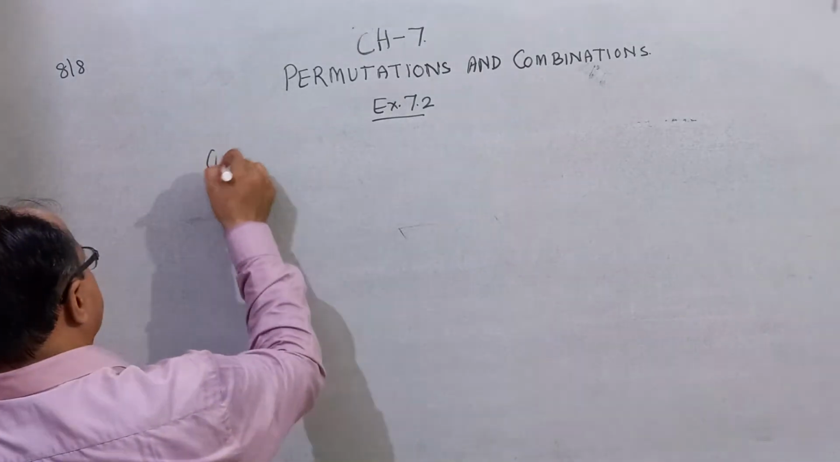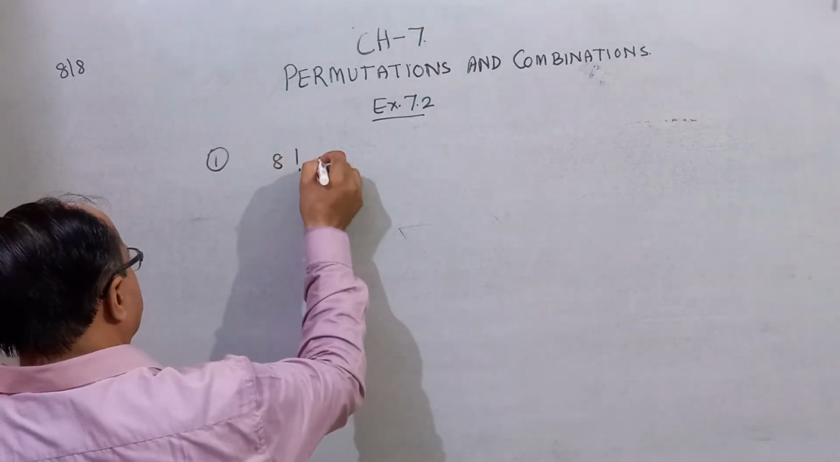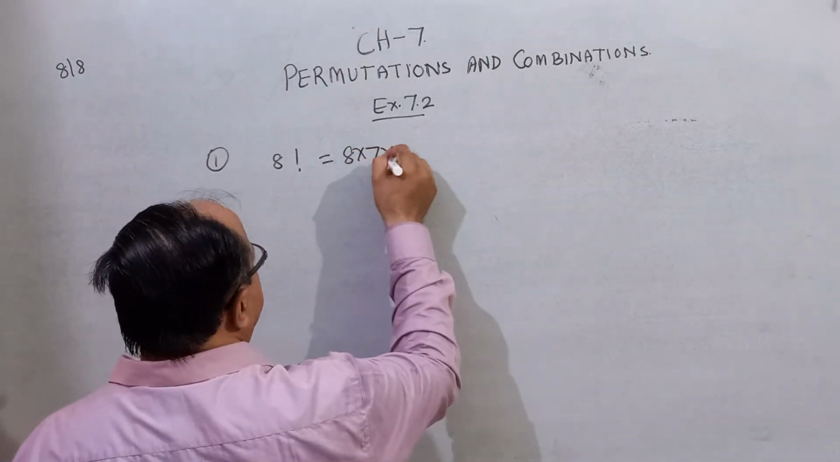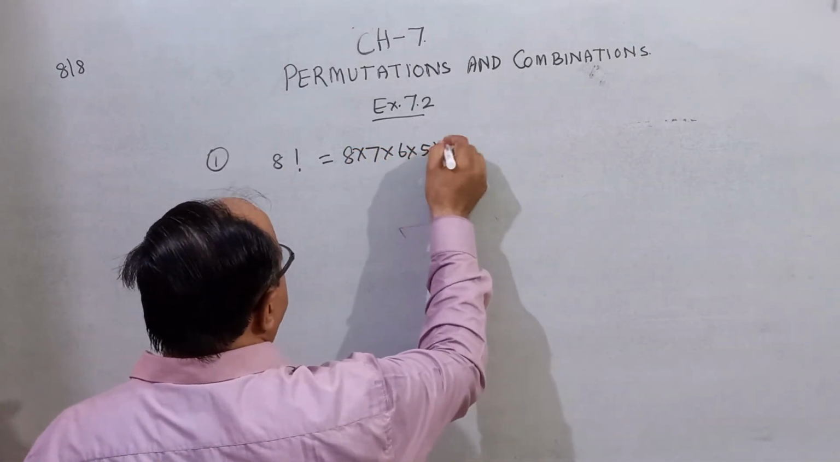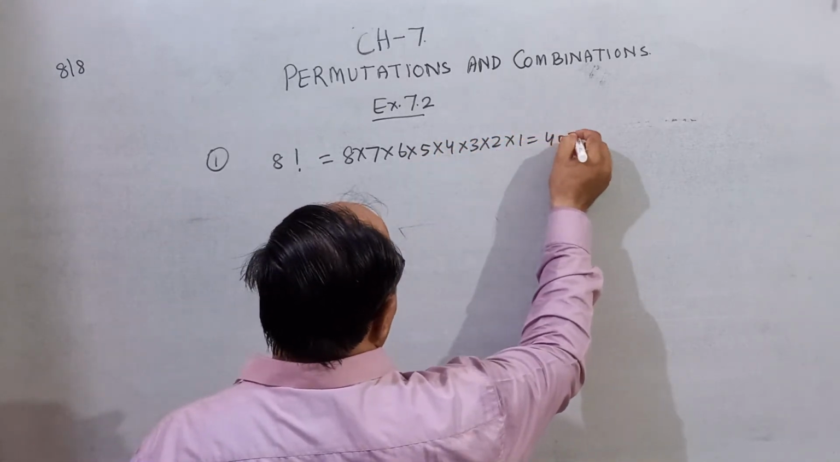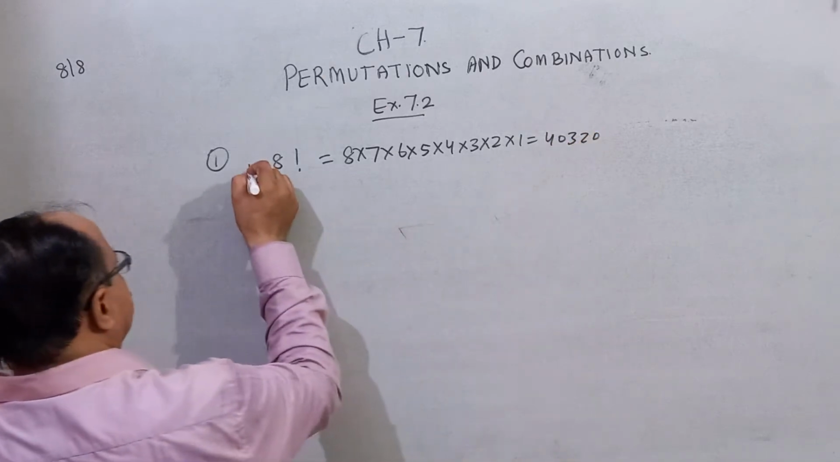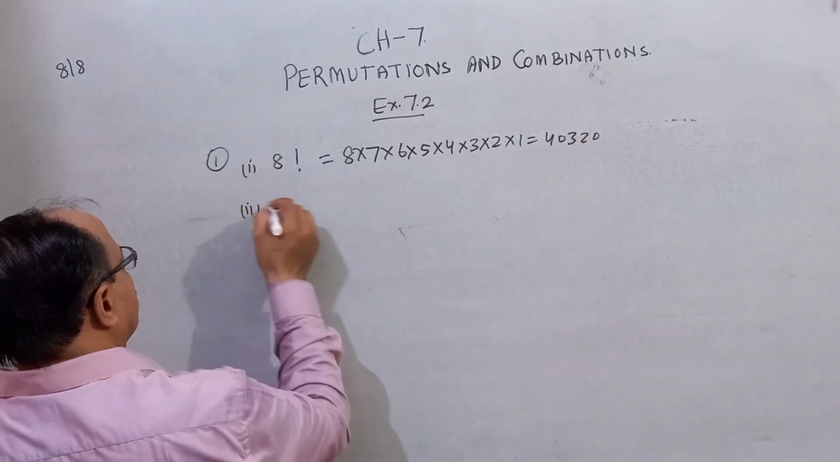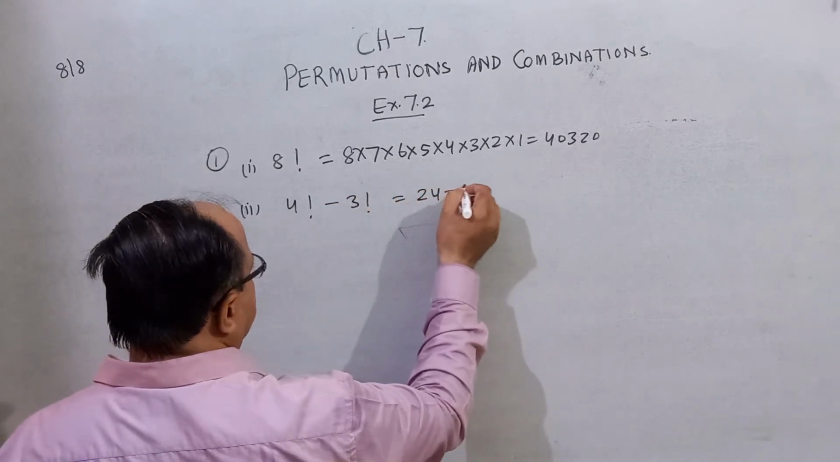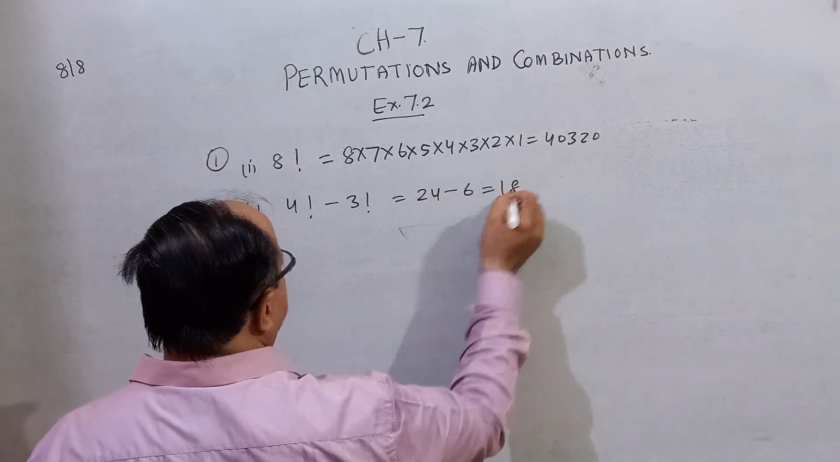Exercise 7.2, question number 1. Find 8 factorial. 8 factorial means 8 into 7 into 6 into 5 into 4 into 3 into 2 into 1. That is 40320. This is the first part. And second part, that is 4 factorial minus 3 factorial. 4 factorial is 24, 3 factorial is 6. That is 18.